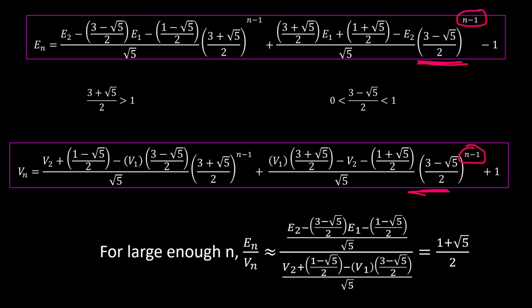As a challenge, feel free to pause the video now and prove rigorously that the limit as n goes to infinity of e sub n over v sub n exists and is equal to the golden ratio. Isn't it amazing that the ratio of the number of edges to the number of vertices in iterated simplex graphs approaches the golden ratio, regardless of the graph we start with?